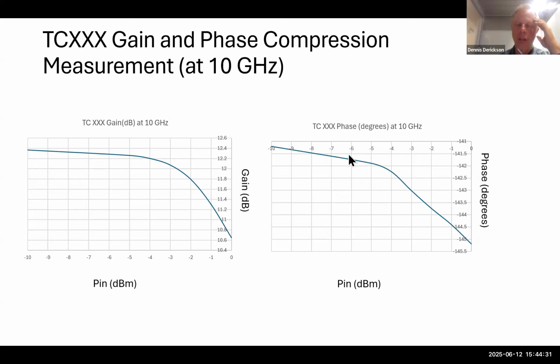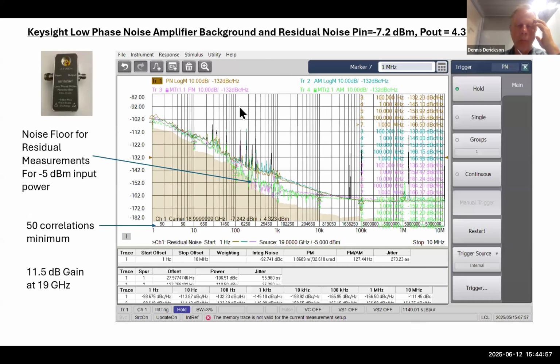And here's the phase of the amplifier versus input power. I do this because when we have noise, there's both amplitude noise and phase noise. Amplitude noise can cause gain modulation, for this to go up and down, and then phase noise can cause phase modulation. So these constants are important in measuring and characterizing residual phase noise.